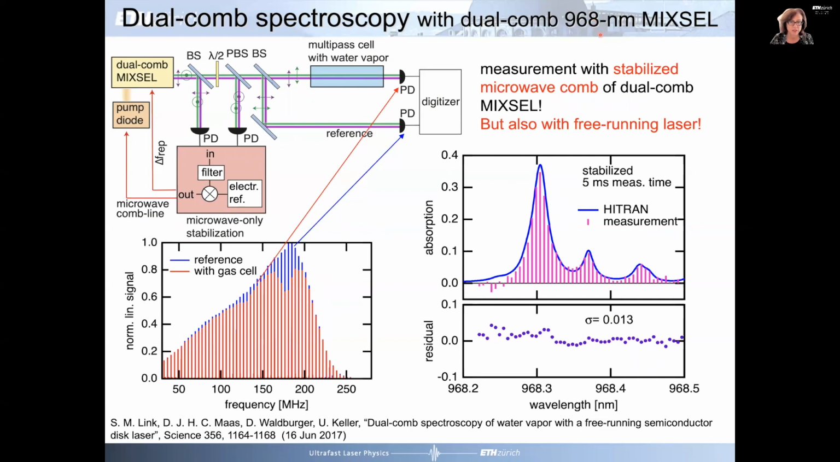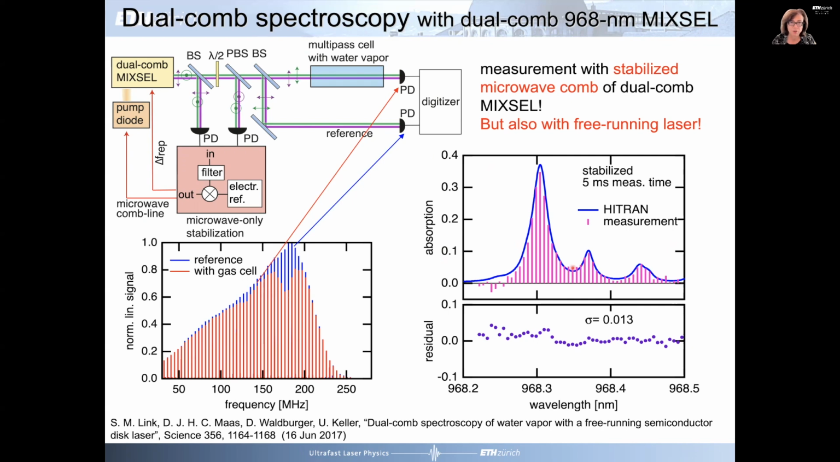968 nanometer. There is a little bit of water absorption, and so we showed water spectroscopy at this wavelength, taking this dual comb mixel and sending both combs through the multipass cell and another one to the reference. That gives you the two mode-locked spectra, and one has then the absorption in the water, which you see by eye. If you take the difference between the two, you end up with the spectral absorption of the water vapor.